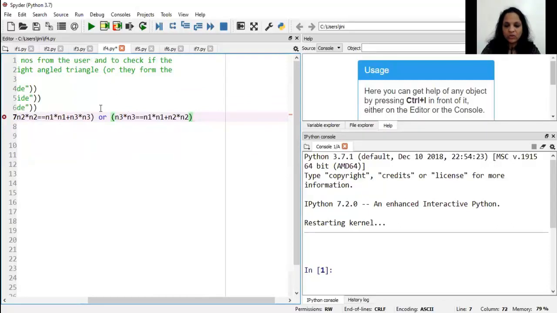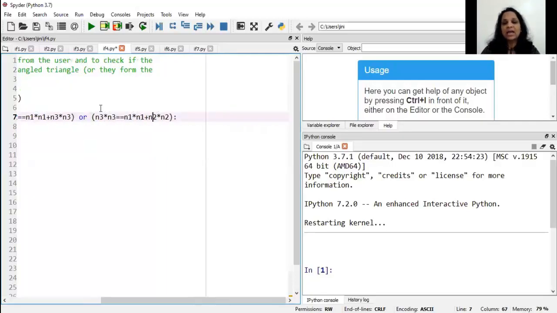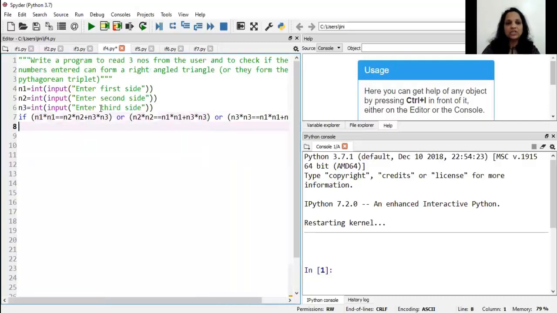So I have 3 conditions. One of them should be satisfied. Let me take you from the last to the first. N3 square should be equal to N1 square plus N2 square, or N2 square should be equal to N1 square plus N3 square, or N1 square should be equal to N2 square plus N3 square. In this scenario, what do I do? I can say they can form a right angled triangle.